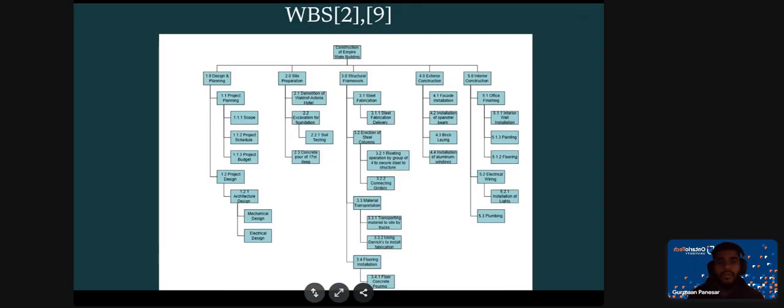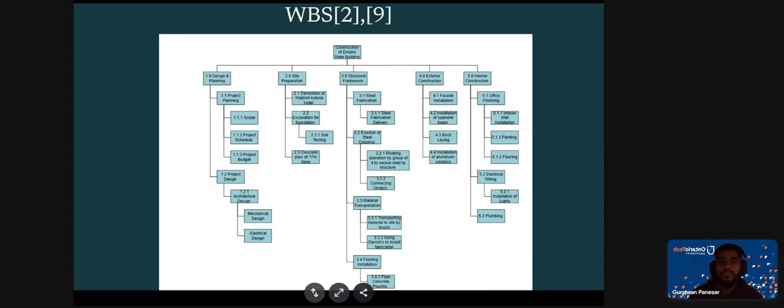So on this slide we can see the work breakdown structure. We initially start with design and planning, which includes the project planning and the project design. Project planning has a scope, the project schedule, and the project budget. The project design has architecture design, mechanical design, and electrical design. Then we go to site preparation, which includes the demolition of the hotel that was previously there, the excavation for a foundation, including soil testing, and then a concrete pour at least 17 meters deep to help support the steel structure.